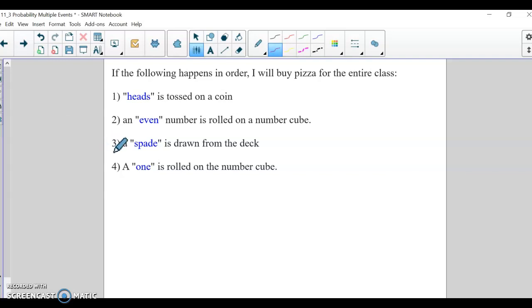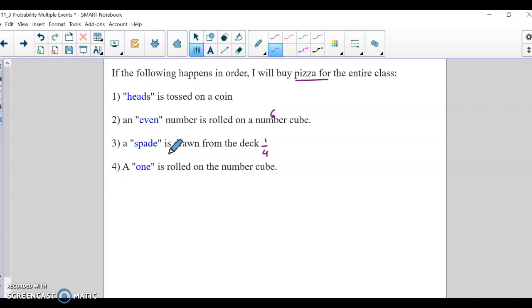Okay, so I'm going to start. I usually start class, when we're in person, with this little game where I say I'll buy pizza if you can do all of these. I legit do this. I take out a coin, a six-sided die, right, so there's six sides on this number cube, a standard deck of cards where one-fourth of them are spades, and then they have to roll the number cube again and get a one.